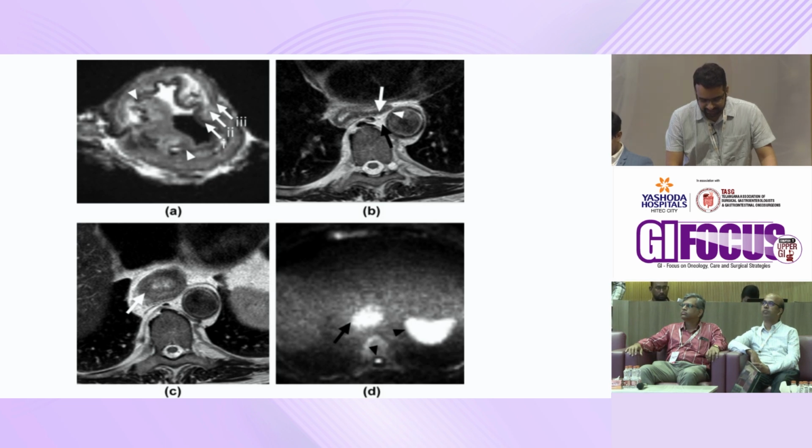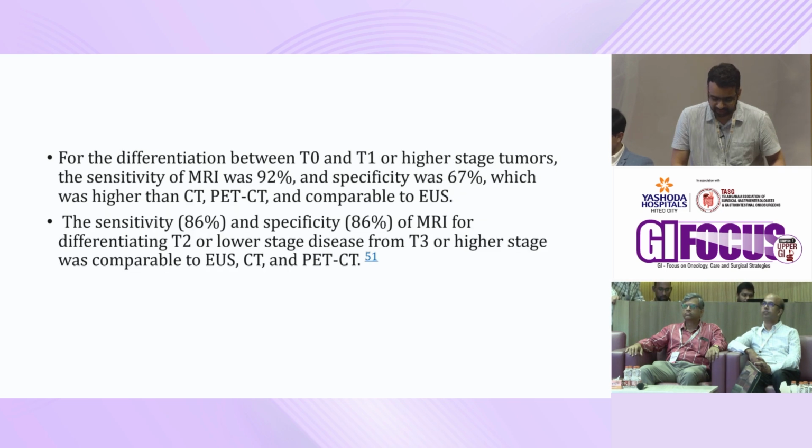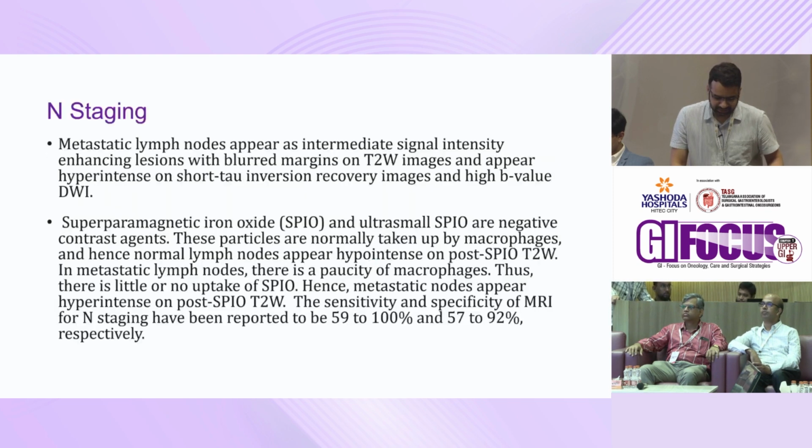And in the C image, you can see there is circumferential involvement by the CA and sparing of the muscularis propria. In the right lower image, there is restricted diffusion, which shows that CA is involving only the submucosa, which is a T1b lesion. It has high specificity and sensitivity for esophageal cancer detection, and MR esophagus has been found to be better at localizing and assessing the longitudinal extension of the tumor. It has very high sensitivity and specificity compared to CT and PET-CT for T staging.